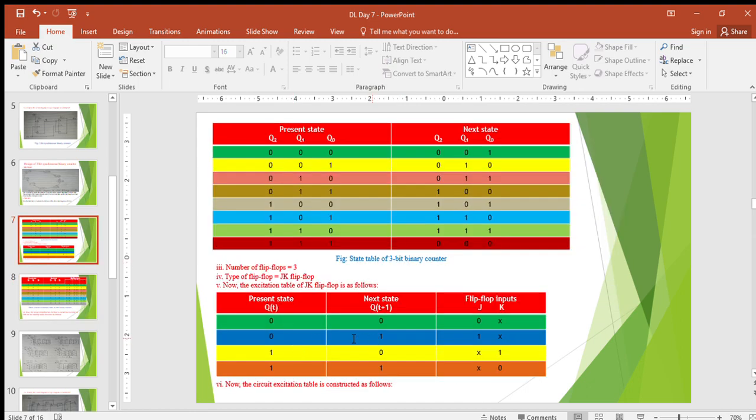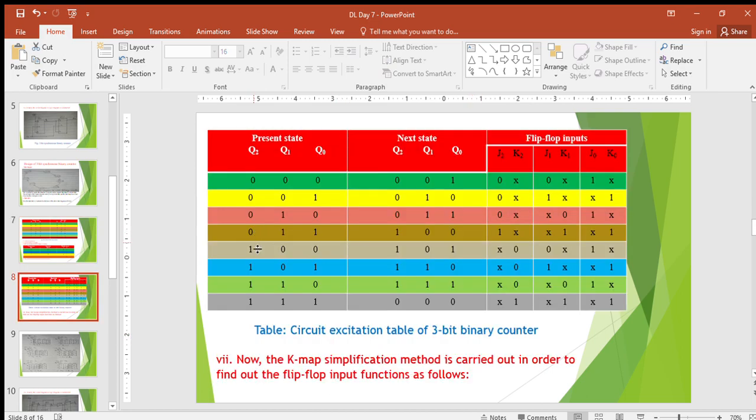Let's see in the blue stripe. When the present state Qt is 0 and the next state Qt plus 1 is 1, then the flip-flop inputs are going to have the value as 1 and don't care. So when the present state is 0 and the next state of Q2 is 1, then the flip-flop inputs will have the value as 1 and don't care.